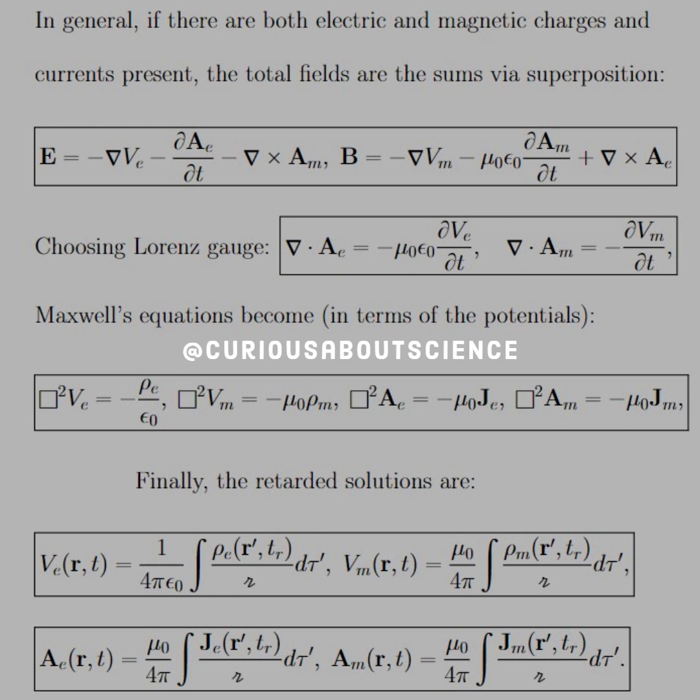Okay, so Maxwell's equations become, in terms of the potentials, that box squared, which is the D'Alembert operator. We saw that earlier. So we're looking good there. Everything's checking out. And then finally, the retarded solutions are as such: VE, VM, AE, and AM. Pretty quick extensions of this, I would say, but this has to be talked about, of course.